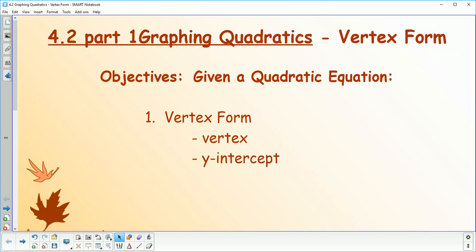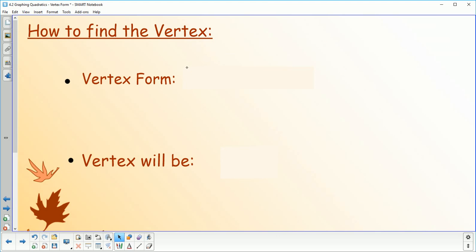Alright, Common Core Algebra 2, so our second video in Chapter 4, Part 1 for Section 2. This Section 4.2 is going to be 2 videos. We're still talking about graphing quadratics, and today we're going to look at what is called the vertex form. When something is in vertex form, it's going to be really easy to find the vertex, and then we're also going to talk about how to find your y-intercept, and just like last video, we'll end with our point of symmetry.